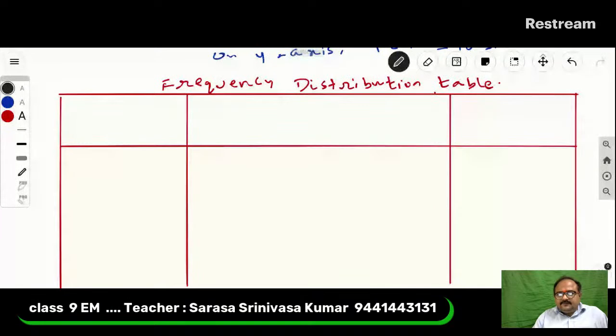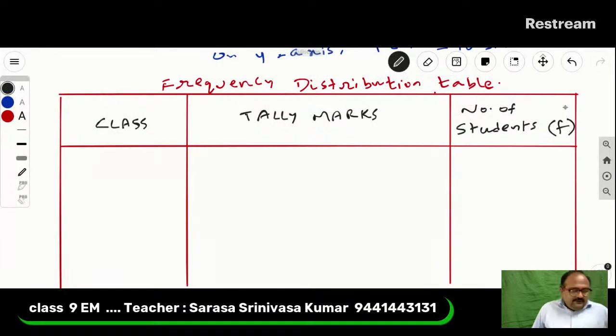So the first one is class, the second one is tally marks, and third, number of students. This is the frequency, F.